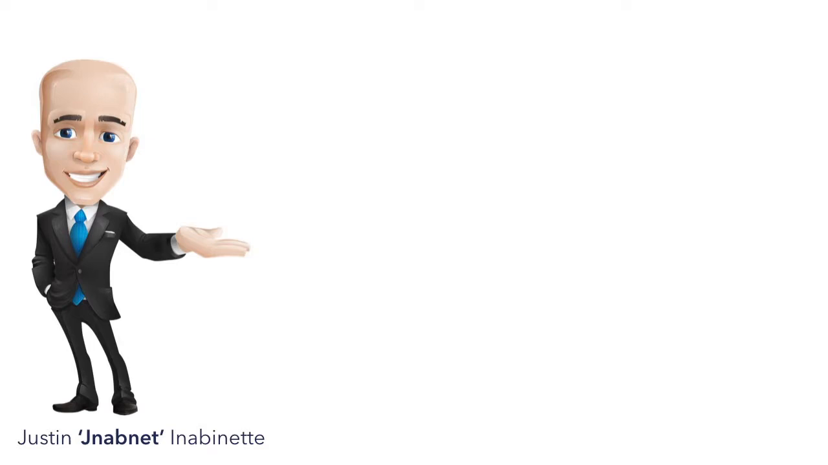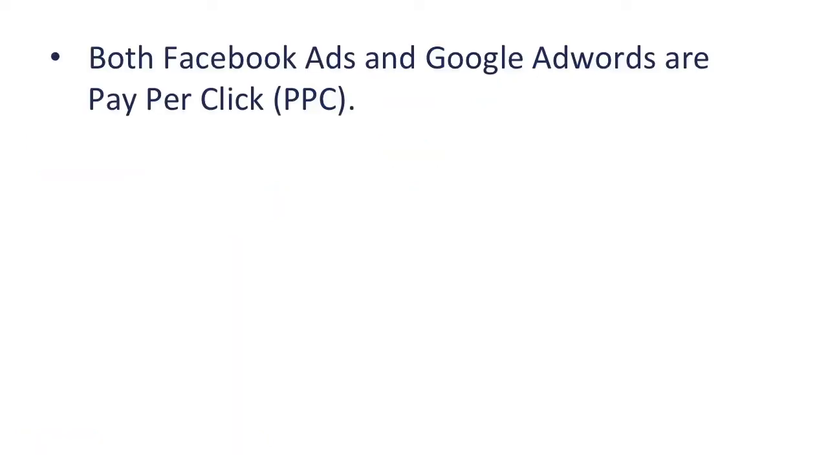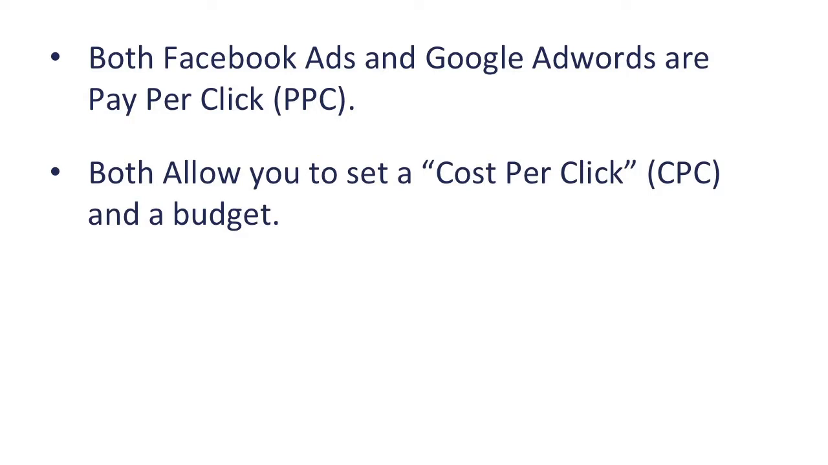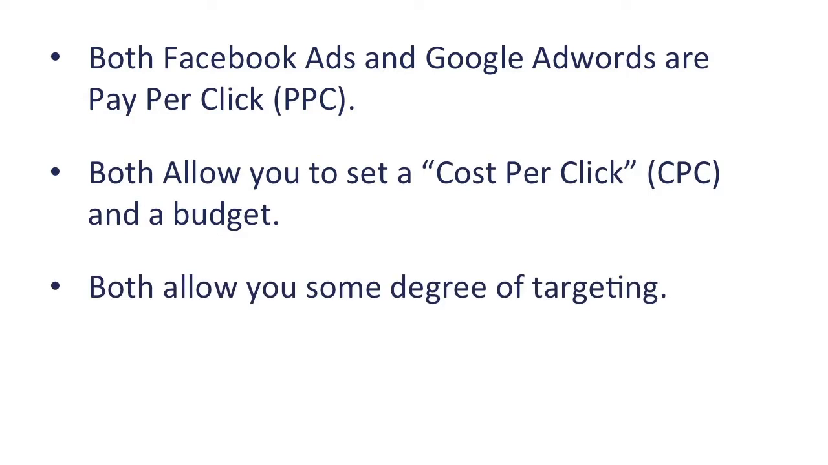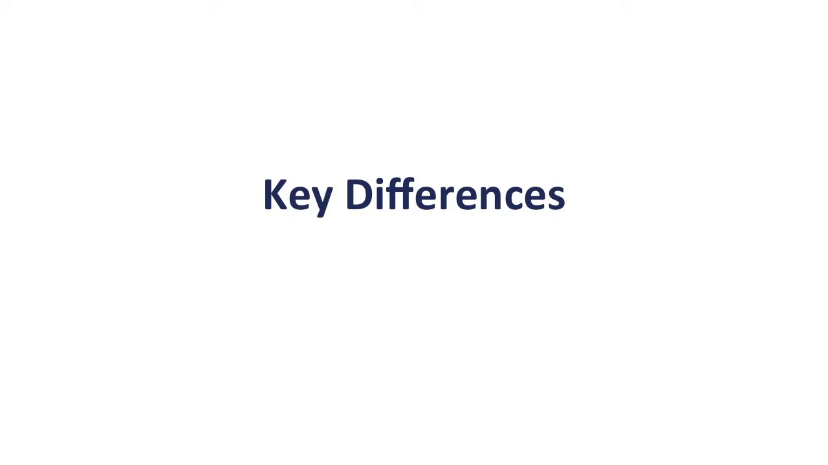I'm Jay Nabnet, and in this video I will be explaining the difference between advertising on Facebook and advertising through Google AdWords. There are certain similarities between the two. First of all, both Facebook ads and Google AdWords are pay-per-click, or PPC. They both allow you to set a cost per click, otherwise known as a CPC, and a budget. Both will show ads which pay the highest most often. Both allow you some degree of targeting, and both have different ad types, which enables you to match the ad to the target audience. But that's about where the similarity ends.